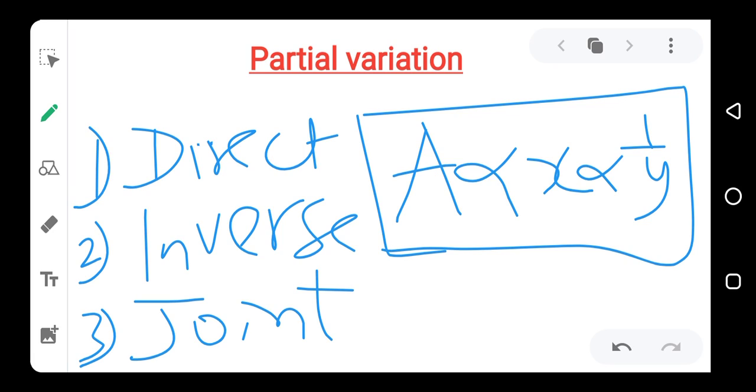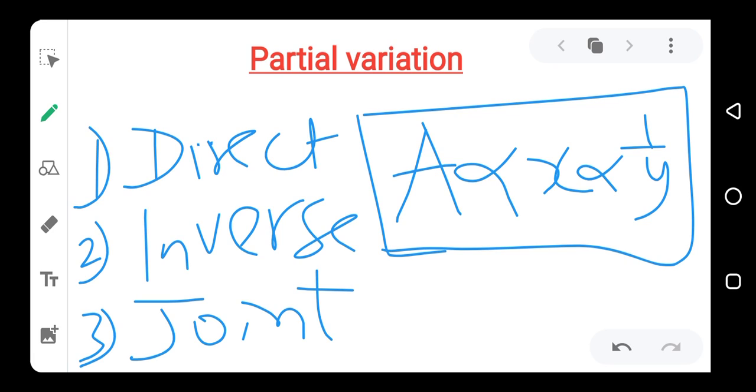Now we want to look at partial variation. In partial variation, this one is a special form of variation in which we have dependent variable and independent variable. Now what I mean by dependent and independent variable is this. One of the quantities, not a variable, one of the quantities is constant. A quantity that is not changing is said to be constant, and that one is not a variable.